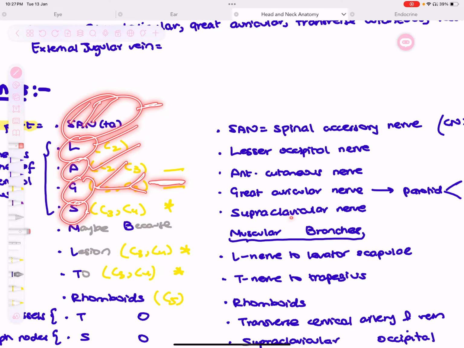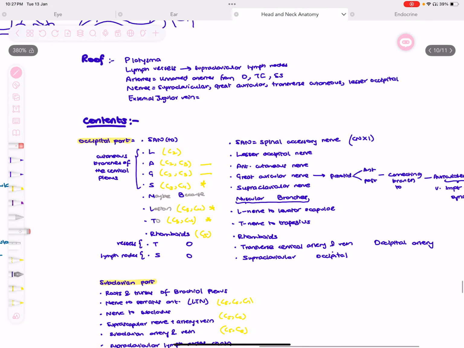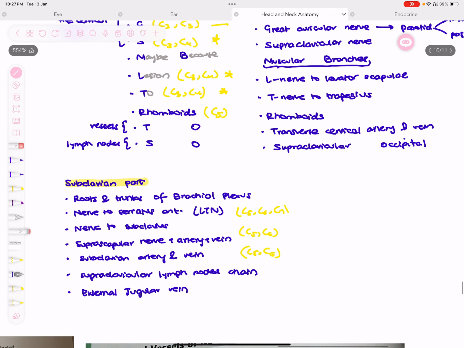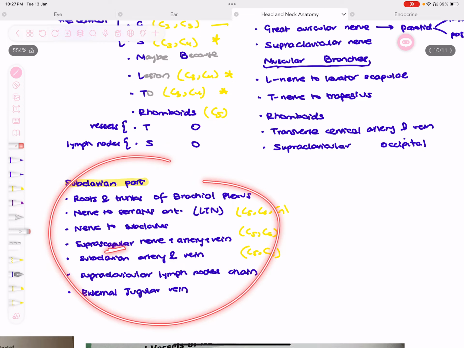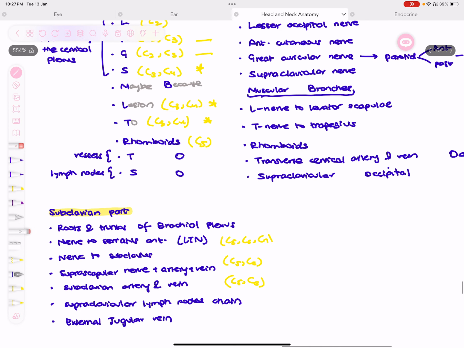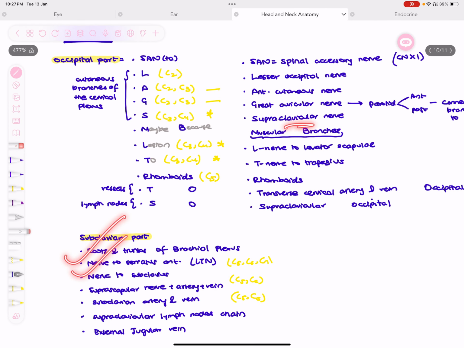Then you have supraclavicular nerve, right? That's something you need to know. Just remember, in the occipital part, we'll have supraclavicular, and in the subclavian part, we'll have suprascapular. Right here, you have supraclavicular nerve. Here you will have suprascapular nerve. You may be wondering, the subclavian part is closer to the clavicle, so this should be supraclavicular, and scapula is above, so it should be here. Yeah, that way you're right.